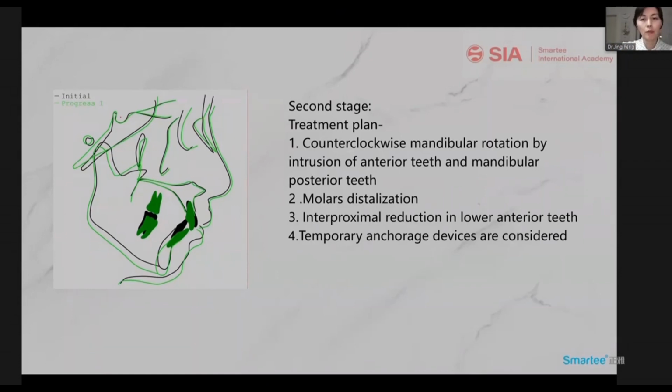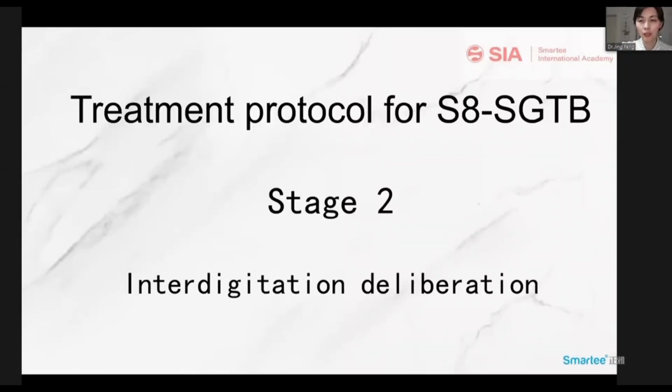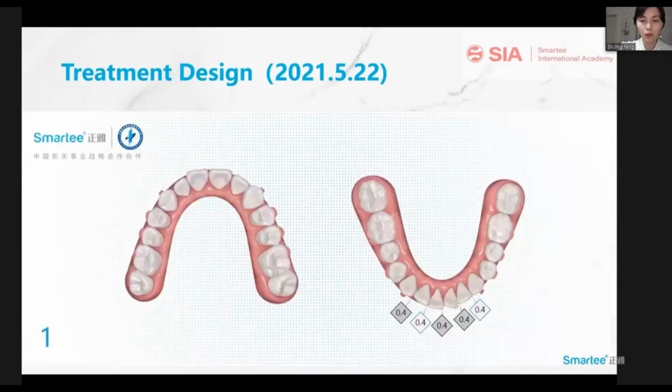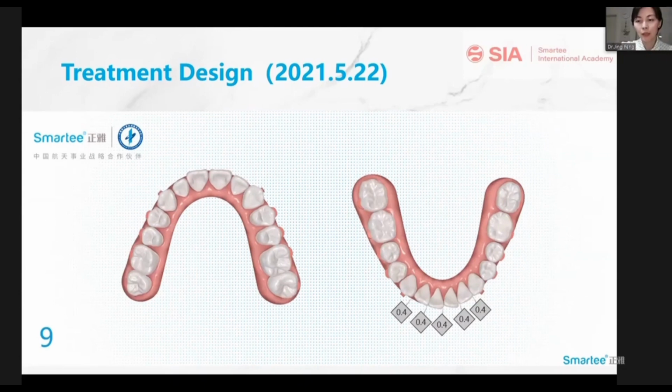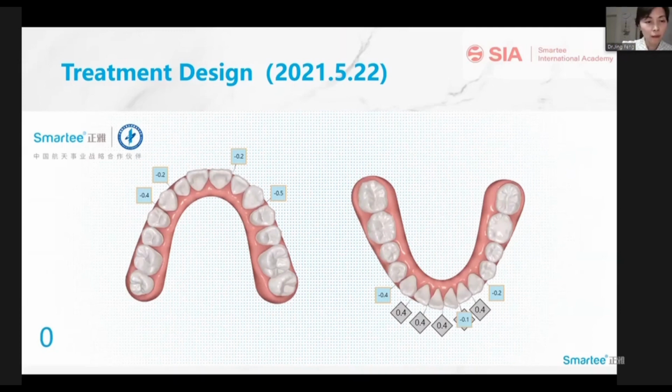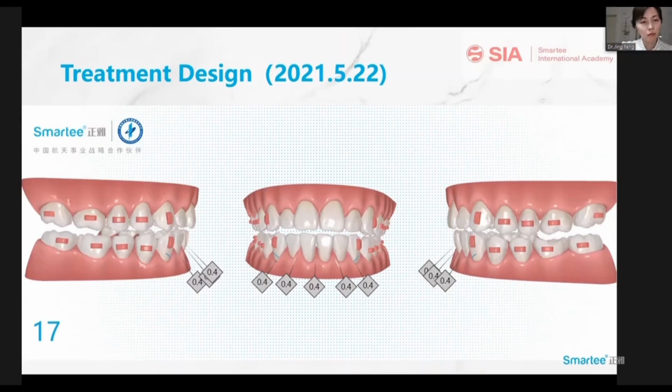So the treatment protocol for S8 SDB stage 2 is doing the interdigitation. For this stage, not too much work left. Just do a better interdigitation, more control of the lower incisors, and flatten the curve of Spee.